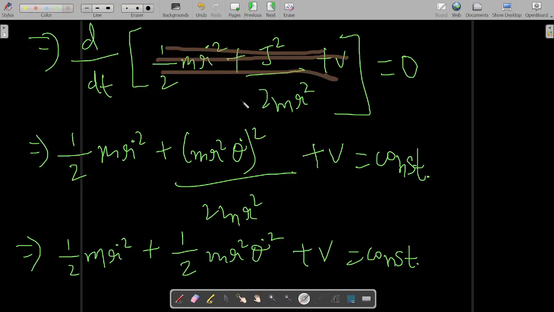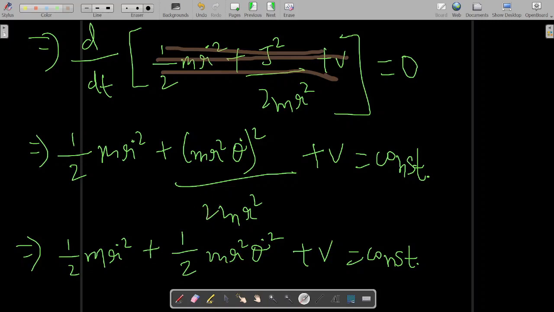So we have written it. Now just write this J square. J is equal to m r square theta dot, we already know. So J equal to m r square theta dot we have substituted. So J square will be there, and the square is again over here, and 2m r square is here. So plus V is here, equal to constant. So half m r dot square plus half m r square.